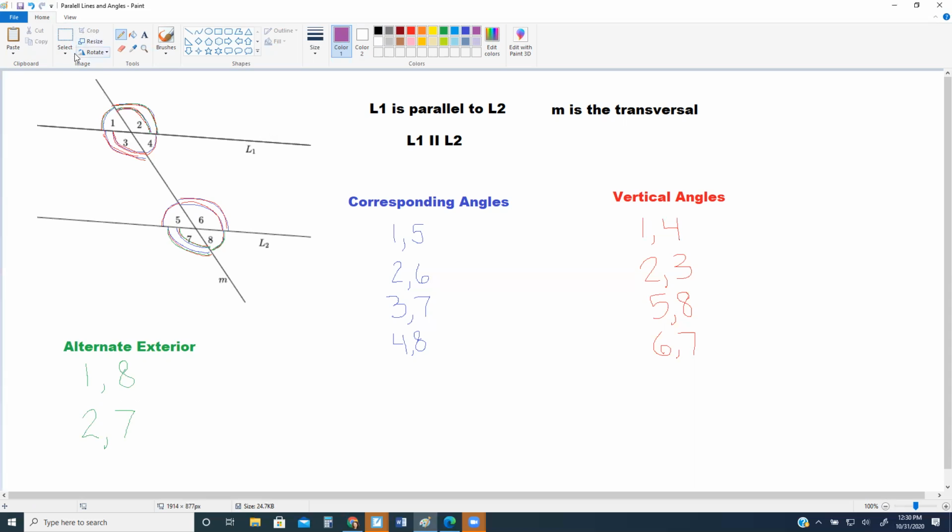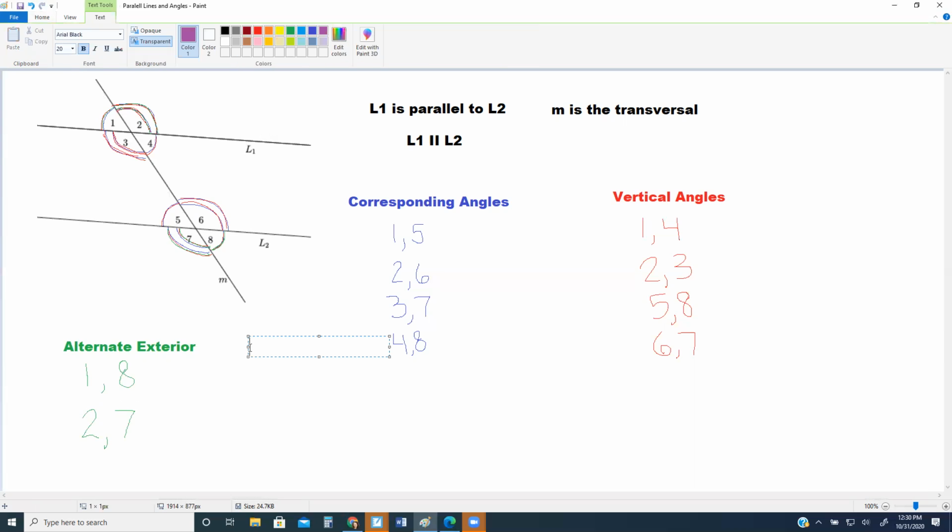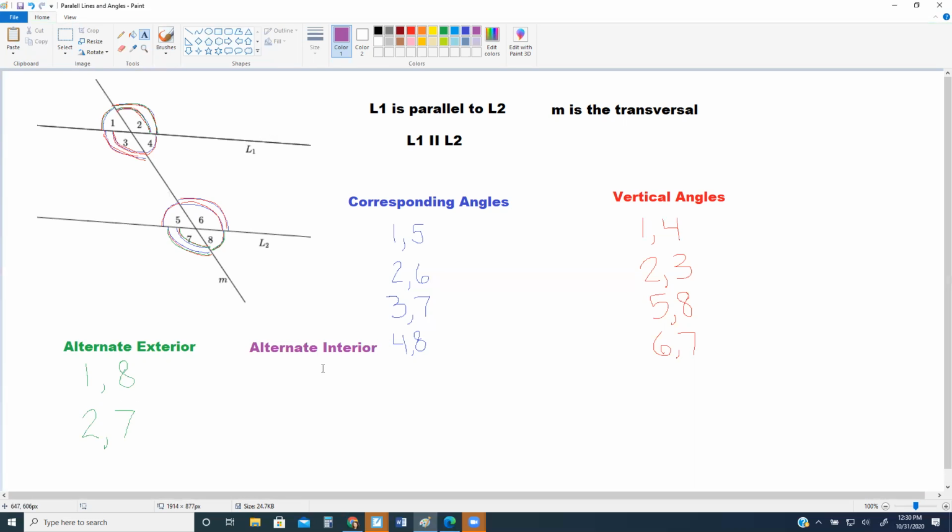We have alternate exterior. Which one do you think we need? We need alternate interior. What's the opposite of exterior? Interior. You can only buy 2 kinds of paint. Well, I mean, you can buy craft paint, right? But if you're going to paint your house, you're going to go to a paint store, you can buy exterior paint and you can buy interior paint.